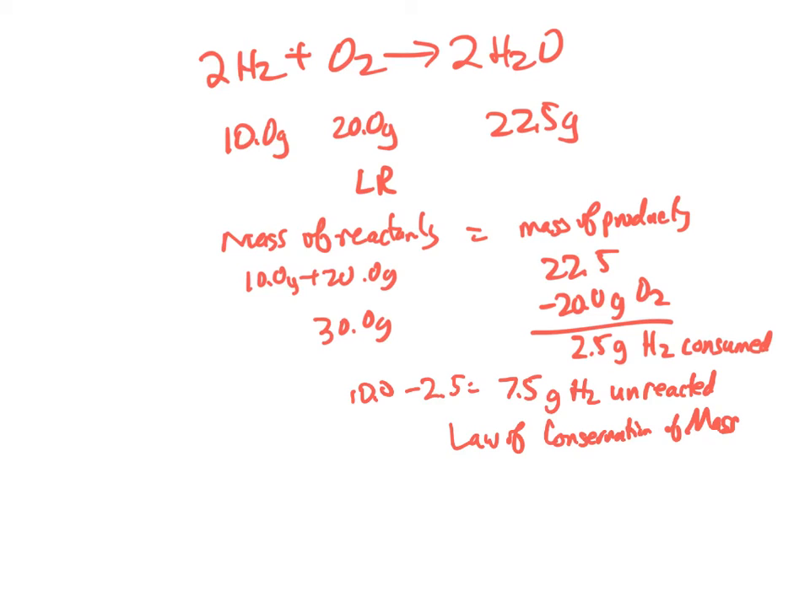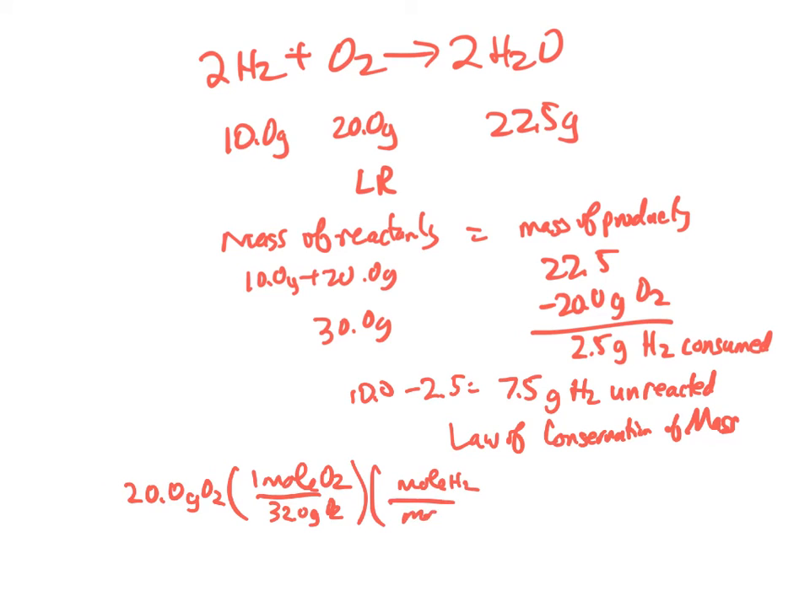Now, if you want a further proof of that, since we know that oxygen is our limiting reagent, we could take 20 grams of oxygen. 1 mole of oxygen is the same as 32 grams of oxygen. We're wanting to get moles of hydrogen now, so we want to convert to moles hydrogen from moles oxygen. So it's 2 moles of hydrogen to 1 mole of oxygen. And now 2.02 grams of hydrogen per mole of hydrogen.